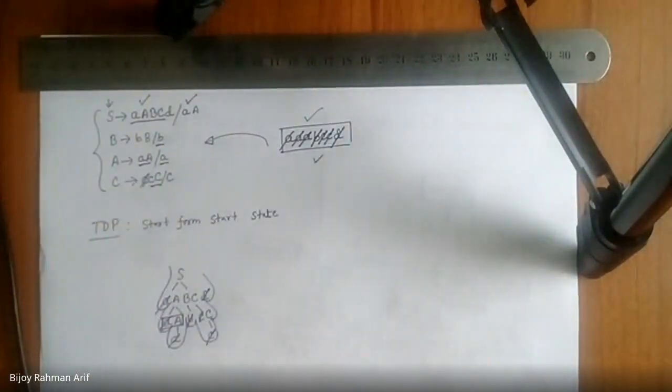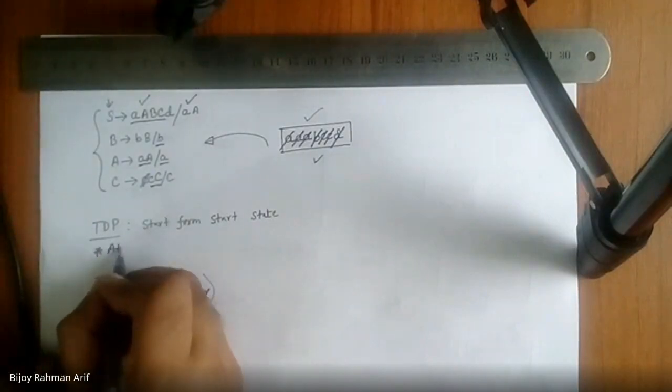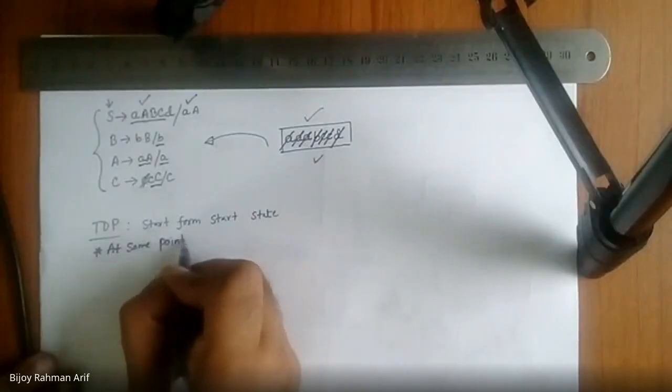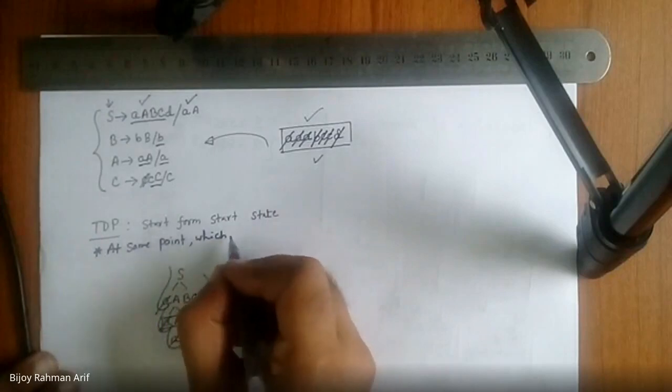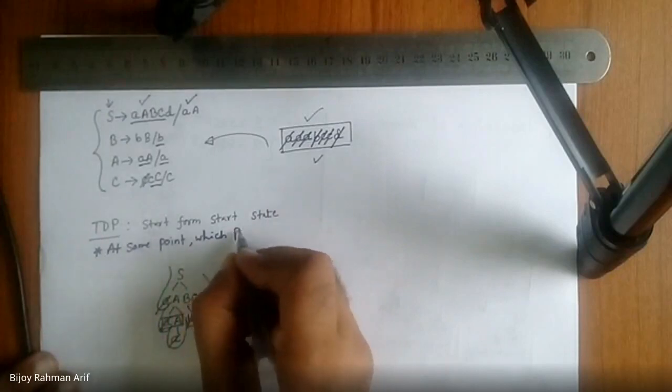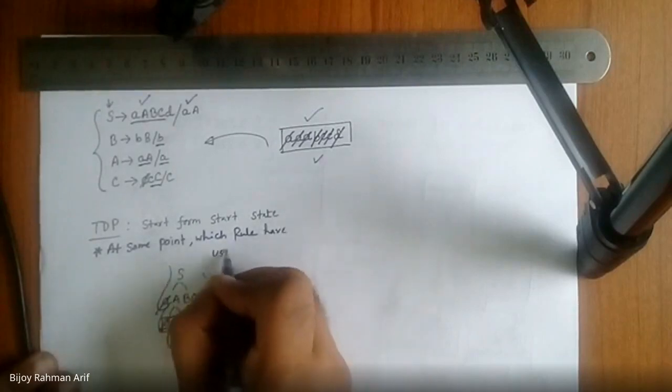So what is the $1 million question there? At some point, which step to take? Which rule do I have to use? So that is the main question here.